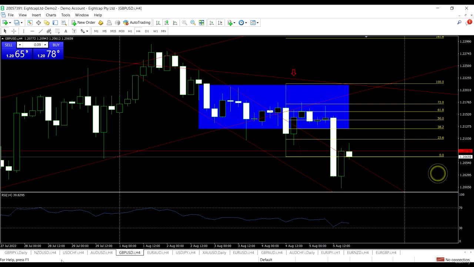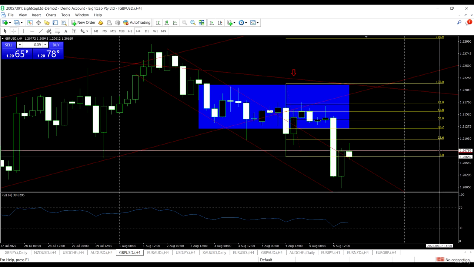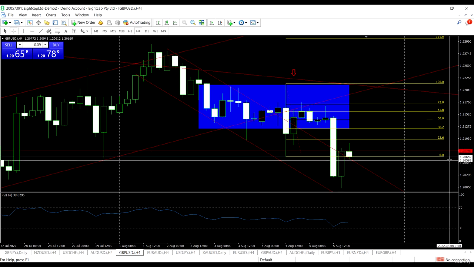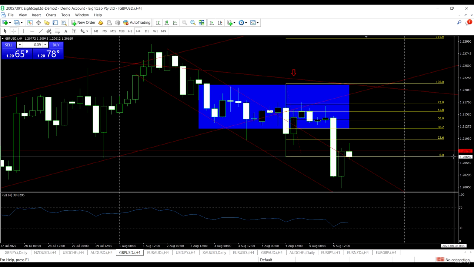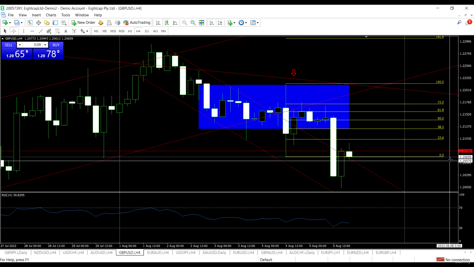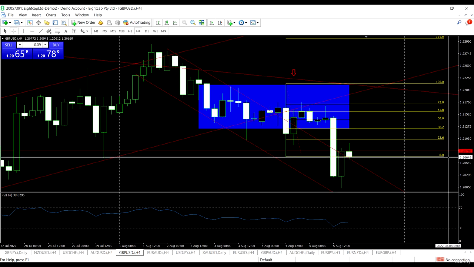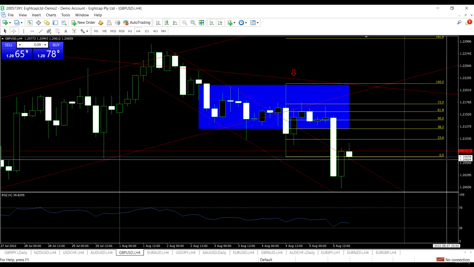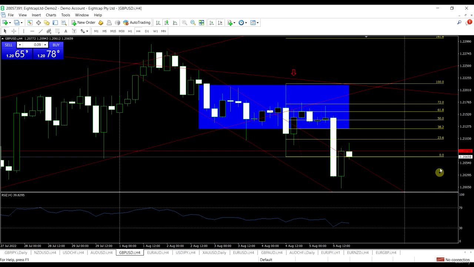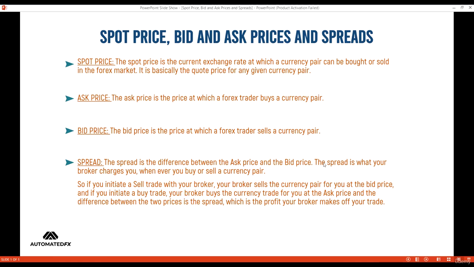So if you are buying this market, for example, the broker won't buy it from here, he's going to buy it from the ask price. So you're going to start at a negative number, at minus 12 pips. And if you're going to sell this market, the broker won't sell it here, he's going to sell it here. So you're going to start at minus 12 pips. That's what the broker is charging you for placing a buy trade and a sell trade in this case.